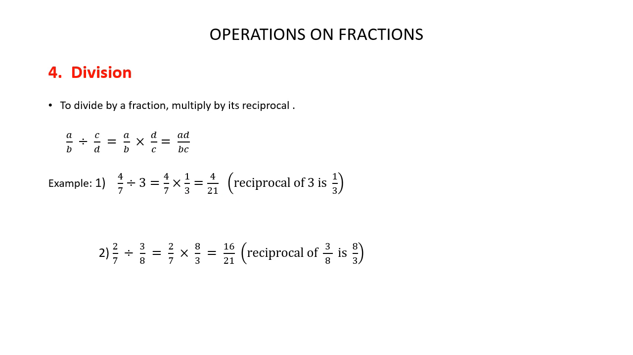Let's look at another example. 2 by 7 divided by 3 by 8. Now the reciprocal of 3 by 8 is 8 by 3. So dividing 2 by 7 by 3 by 8 means multiplying 2 by 7 with 8 by 3. 8 by 3 is the reciprocal of 3 by 8. So 2 by 7 multiplied by 8 by 3 is 16 by 21. Hope you have understood the division of fractions.